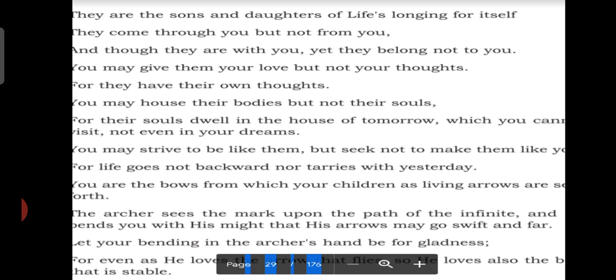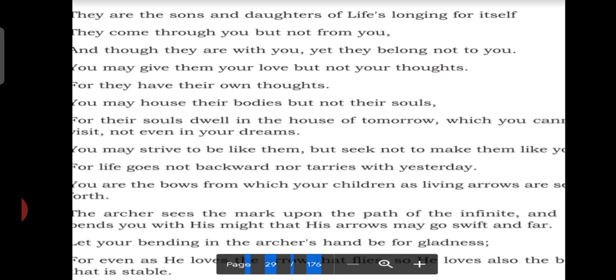You may strive to be like them, but seek not to make them like you. So the Prophet is telling parents, you can try to be like your children, but don't make them like you, like olden days. No, you learn from the children. You learn their thoughts. You learn their ideas. For life goes not backward, nor tarries with yesterday. So life doesn't go backward, not to olden days. It goes forward to innovative ideas, to some new creation. So don't impose the old things on your children.